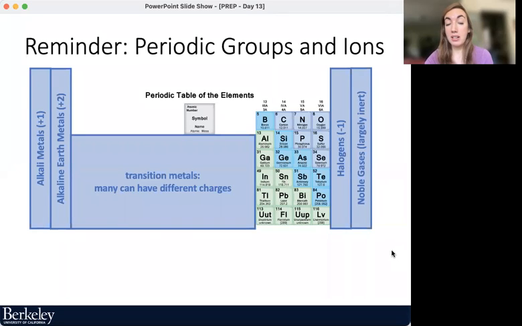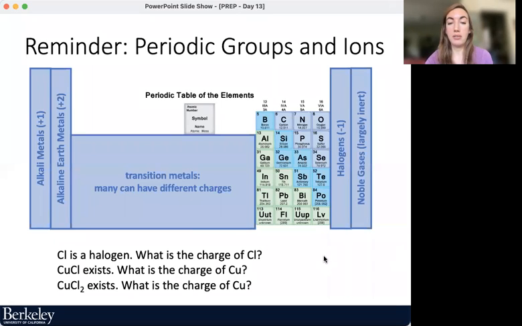So today we're going to start dealing a little bit with the transition metals. Often these transition metals can exist with multiple different charges depending on who they're bonded to. So for example, chlorine is a halogen, so we can figure out the charge of chlorine. And then these two different molecules can both exist, CuCl and CuCl2. So we can figure out the charge of copper based on how many chlorines it's bonded to.